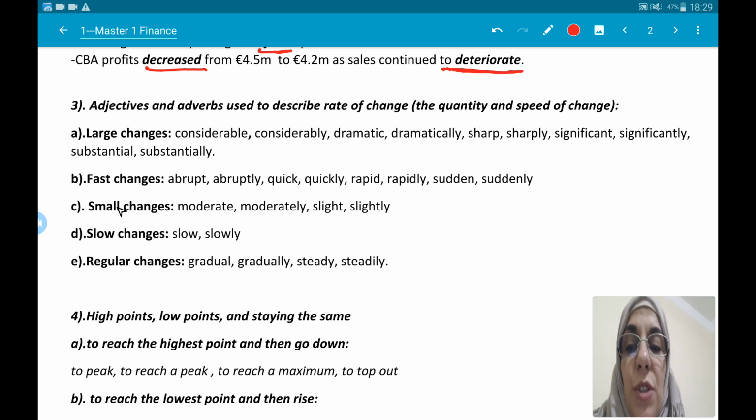Now, in order to describe small changes, we've got moderate, moderately, slight, slightly. Slow changes. Now, slow changes. The speed of change now. Slow, slowly. The adjective slow, the adverb is slowly. Now, if we have regular changes or stable changes, we've got gradual, gradually, steady, steadily. Okay?